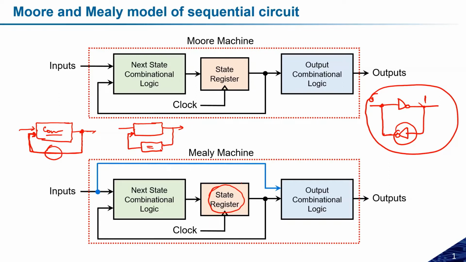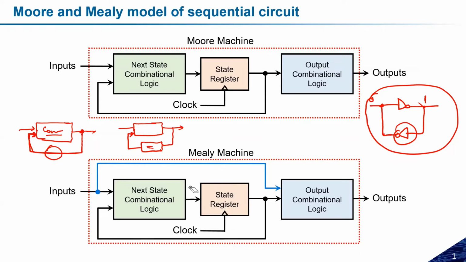So for now, you simply need to consider that a state register is something that can hold the current status, the current state of the current output, that can be utilized for the next state. You got the point?